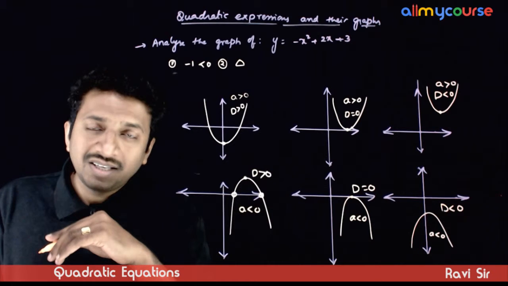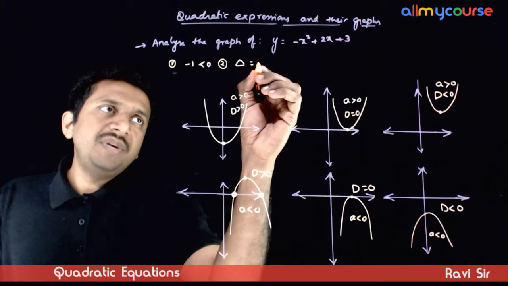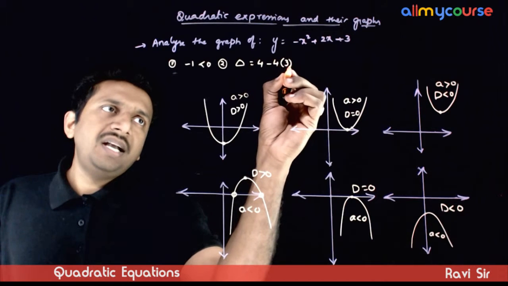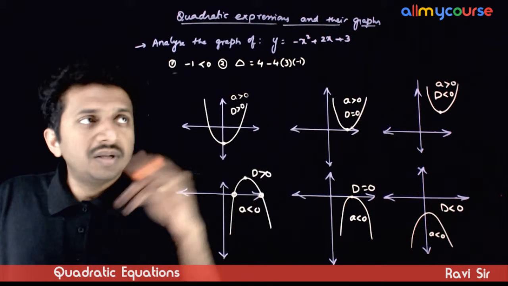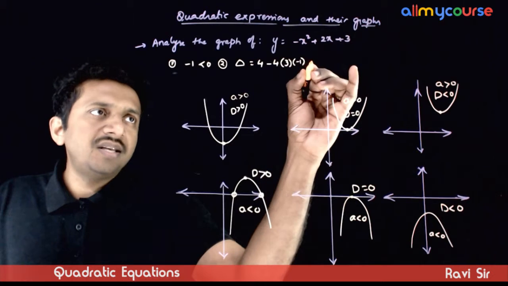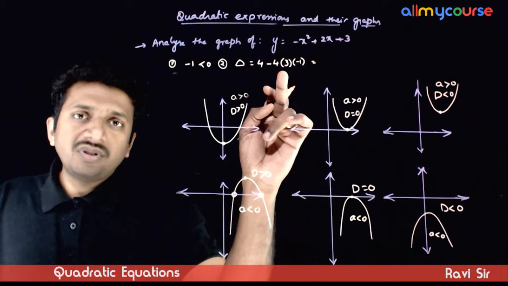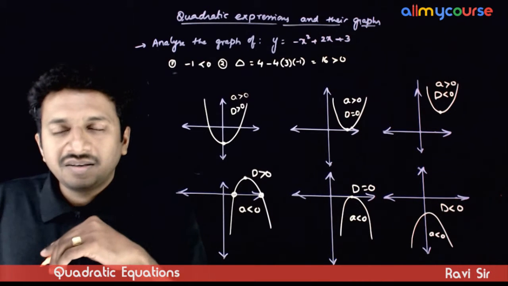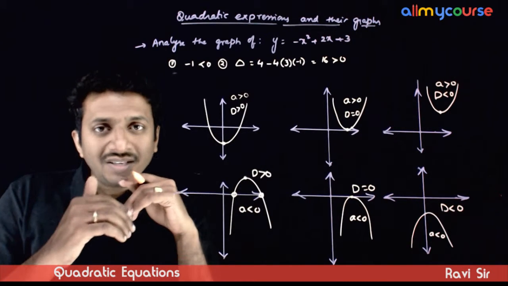That is the discriminant. Discriminant is b squared minus 4 times 3 times minus 1. b squared minus 4ac, that is equal to 4 3s are 12, plus 4, 16, which is greater than 0. So the value of discriminant is positive.